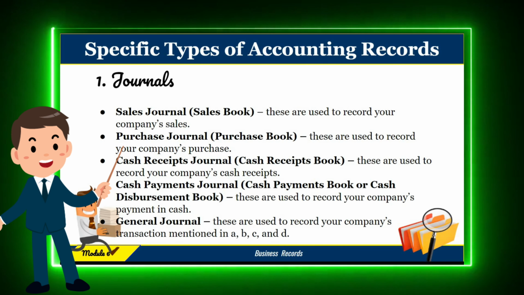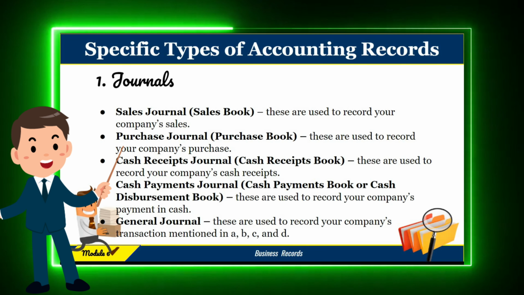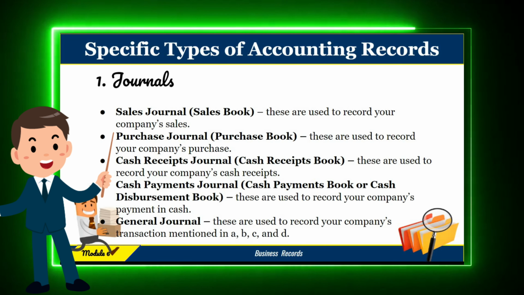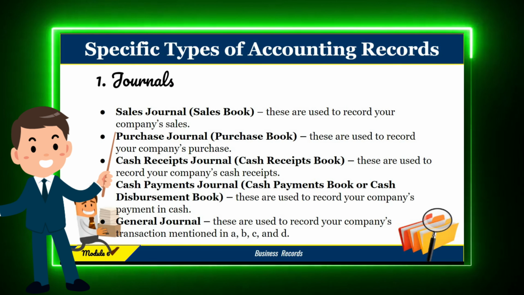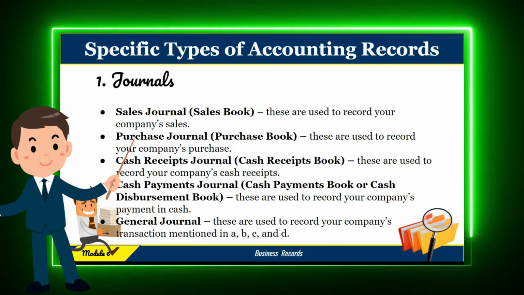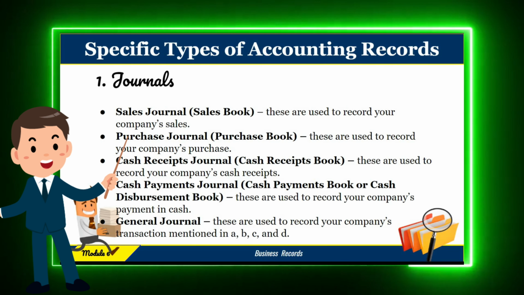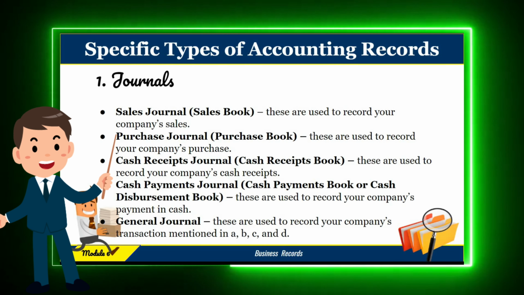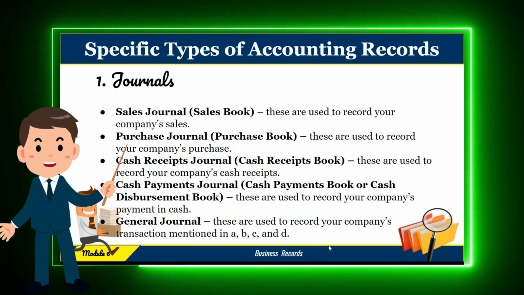Next one is the general journal. So what is the general journal? This is used to record your company transactions mentioned from A to D. So from the sales journal, purchase journal, cash receipt journal, and cash payment journal. So dito mo naman yan i-summarize lahat sa general journal.